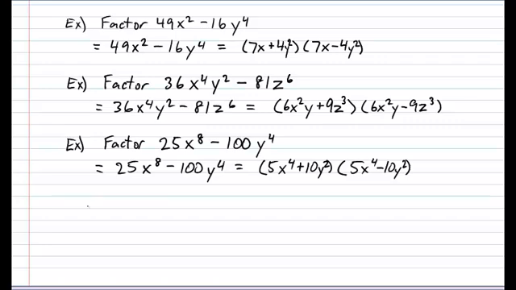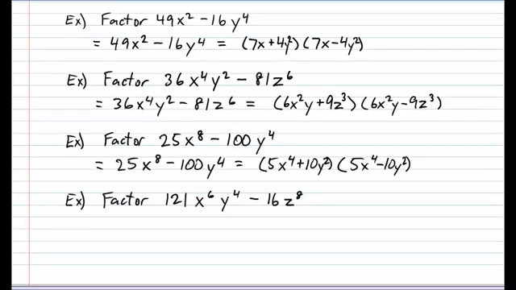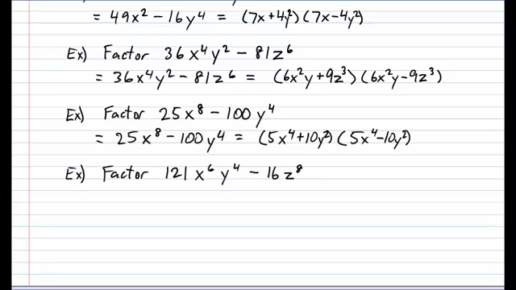A slightly tougher one. For example, I want you to try factoring this one. Factor. So let's give you a whole bunch of variables now. How about 121x to the 6 y to the 4 minus 16z to the 8. Alright, I'd like you to pause the video and give it a shot.